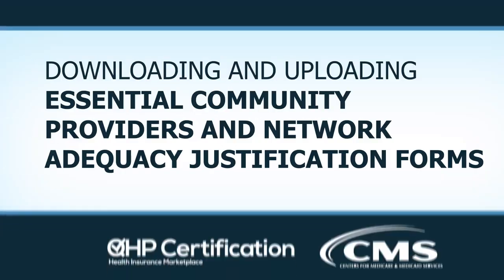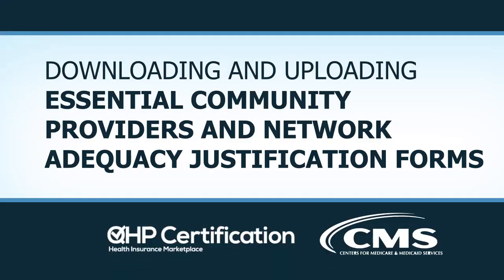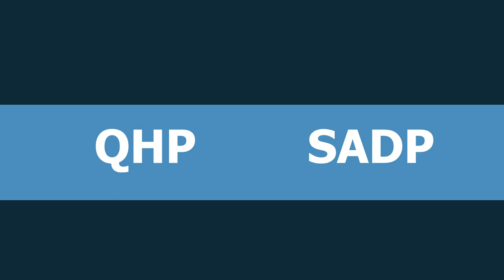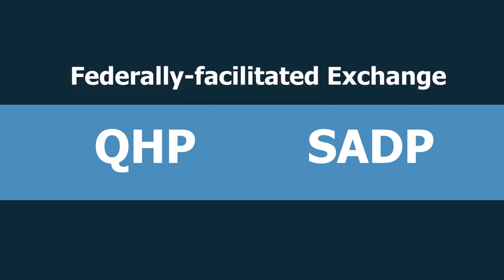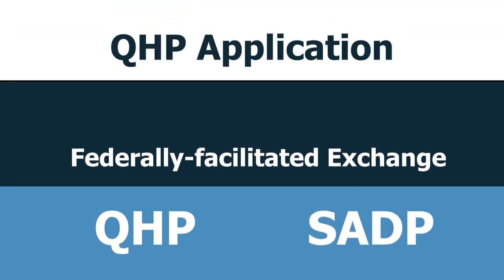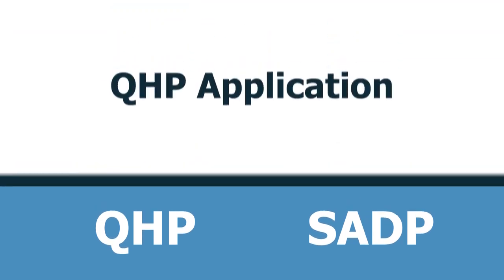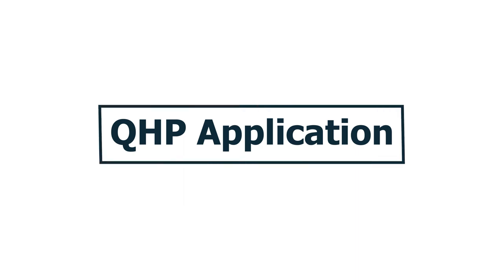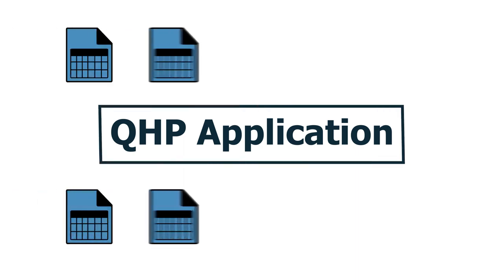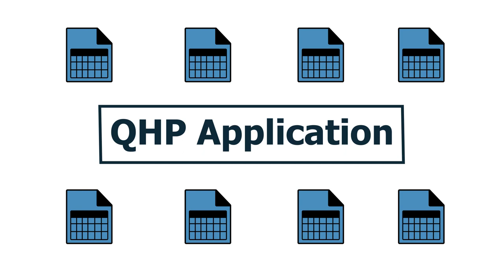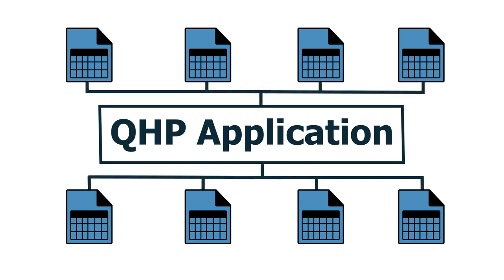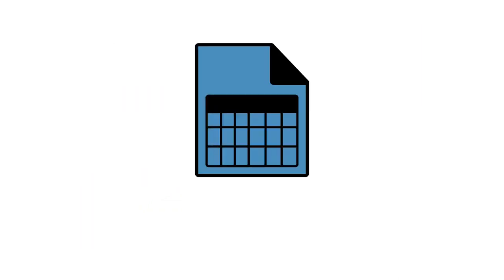Downloading and uploading essential community providers and network adequacy justification forms. Issuers seeking to offer qualified health plans, or QHPs, including standalone dental plans, or SADPs, on the federally facilitated exchange, must submit a completed QHP application per CMS guidelines. As part of the QHP certification process, issuers are asked to fill out several templates with issuer and plan level data. These templates, along with any supporting documentation submitted, comprise an issuer's QHP application.